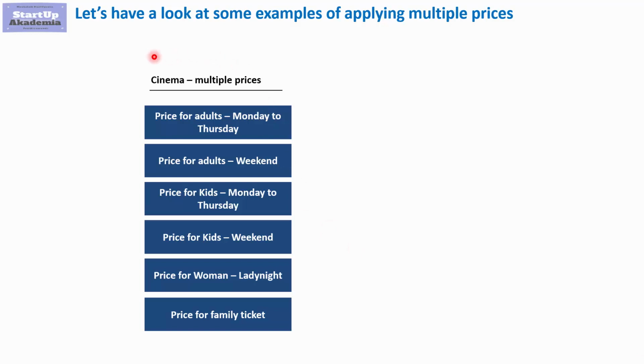First, let's have a look at how we can apply dynamic pricing using multiple prices. This is done quite often in the case of the cinemas. You would have a price for adults from Monday to Thursday, then another one for the weekends, and the very same for the kids. So the price for the kids is usually lower than price for adults. And again, this is differentiated between Monday to Thursday and weekends. In some cases, you can have special occasion prices, like price for the women during lady night. And additionally, you can have some sort of group tickets. So for example, price for family tickets.